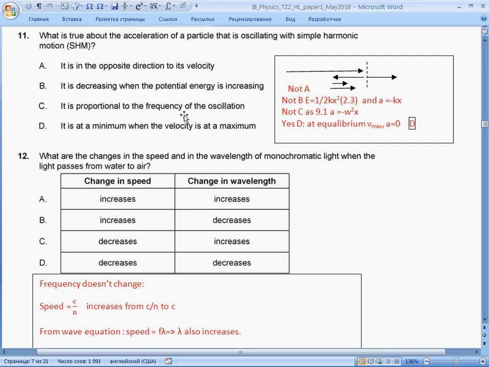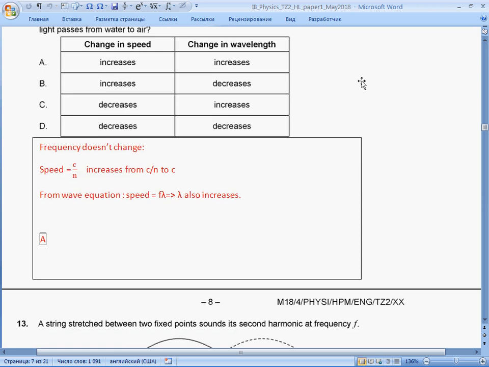It is proportional to the frequency of acceleration. No, according to 9.1, acceleration is proportional to the square of frequency. It is a minimum when velocity is maximum. Yes, if one is sine, another is cosine. For example, here velocity is 0, acceleration maximum. Here velocity is maximum, acceleration is 0, which is minimum.